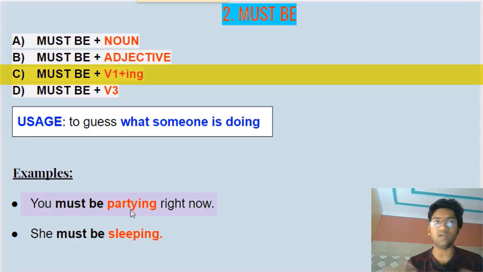Let's suppose I call you and I hear a lot of loud music, which makes me believe that you are in a club, you are partying. So I go, you must be partying right now, right? You must be doing something. Okay, I'm quite certain about it. But obviously, I do not know it for a fact. If I did, I would say you are partying right now, which I'm not saying clearly. I'm saying you must be partying. I think you're doing this.